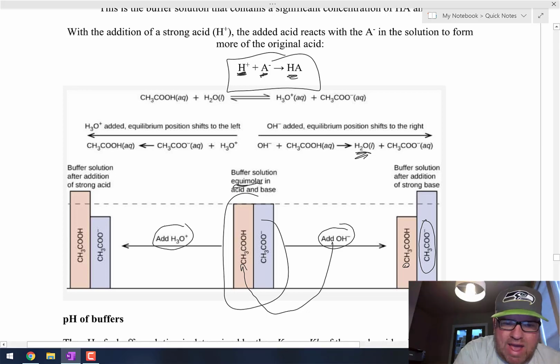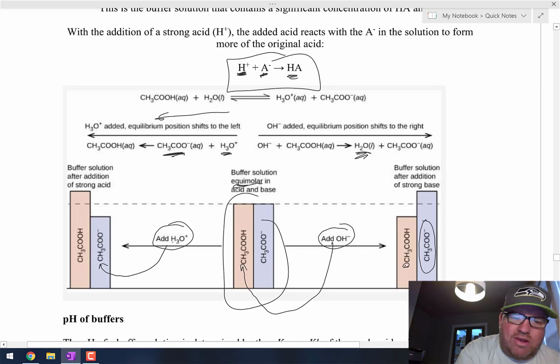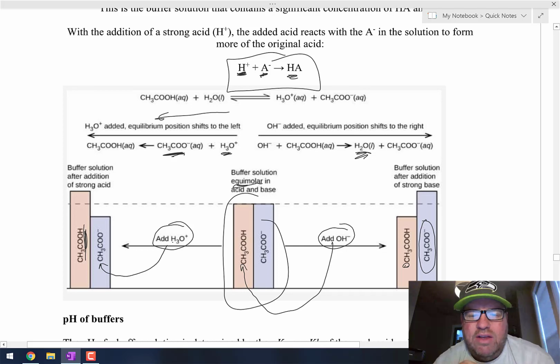If you add some acid, what does the acid react with? It's going to react with the conjugate base. Okay, here's the acid reacting with the conjugate base. Okay, it's showing it as going backwards, but it's really just a forward reaction. It's just because it's going left, making it look like that. Okay, it's going to react with the conjugate base to reform more of the acid particles.